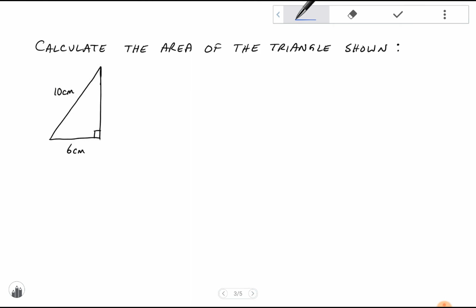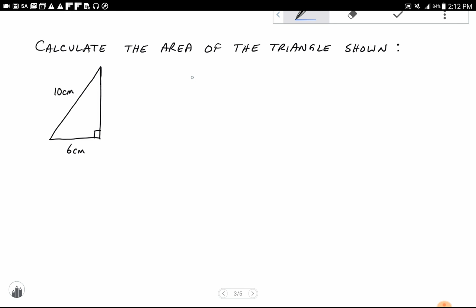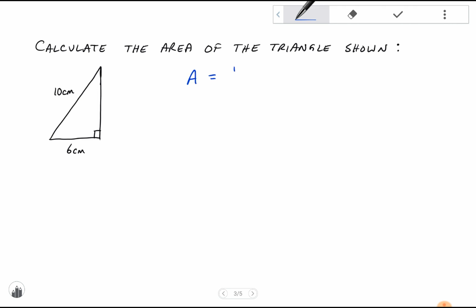Third and final problem, calculate the area of the triangle shown. So here it is. We know that this is 6 centimeters, this is 10 centimeters, and we want to find out the area. So first of all, the formula for the area of a triangle is 1/2 times the base times the height. So in this case, we have the base, it's right here. The base equals 6 centimeters. And the height is this value right here, and that is unknown.